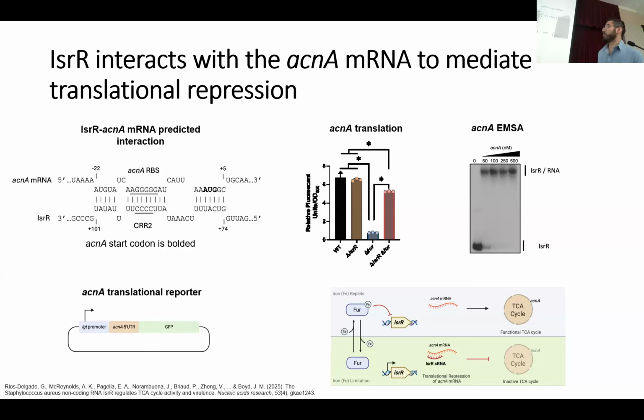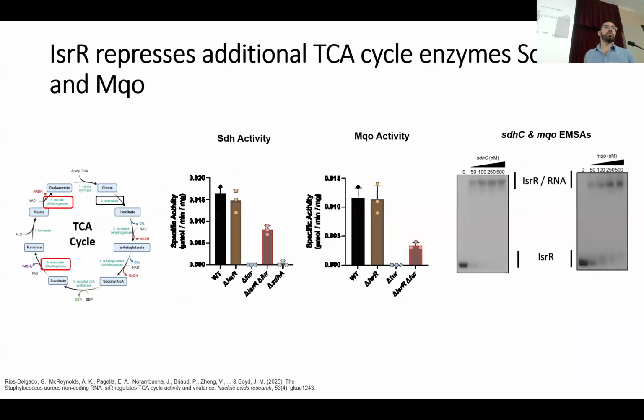So we were really excited at this point, but aconitase is just one gene, so we wondered whether or not IsrR was impacting the expression of other genes that are in the TCA cycle. So we measured the activity of genes like succinate dehydrogenase and malonyl reductase, just like these different steps, and showed that it has similar aconitase type of regulation for these two genes, and it also directly bound their RNA transcripts.